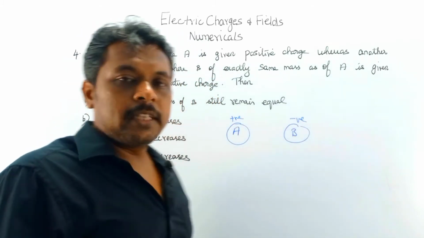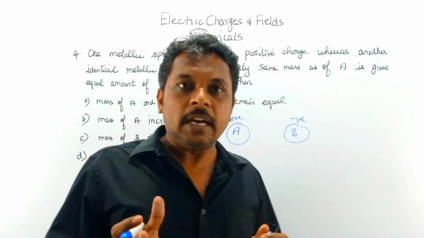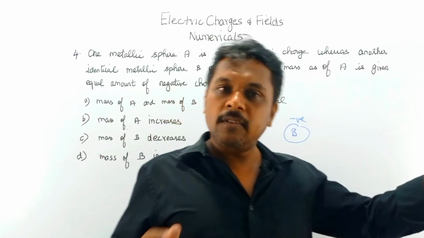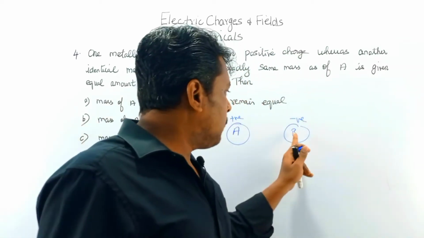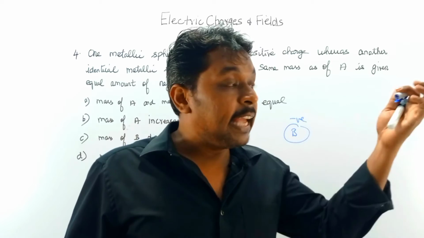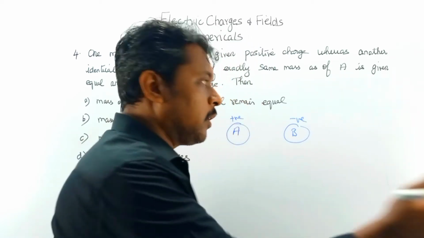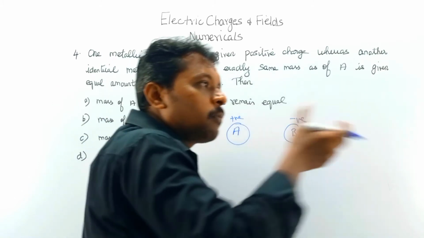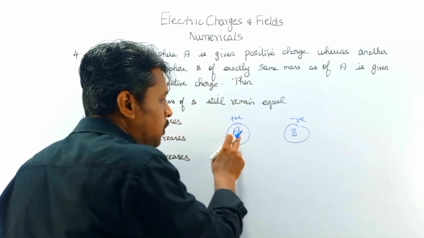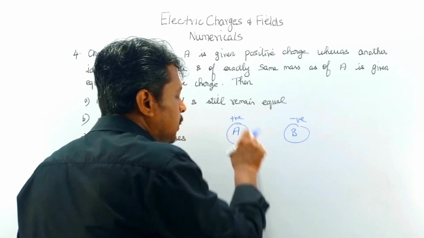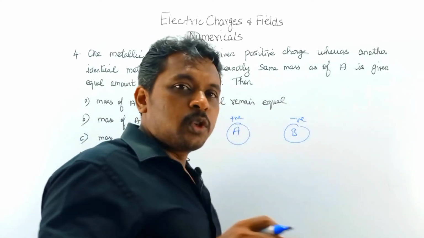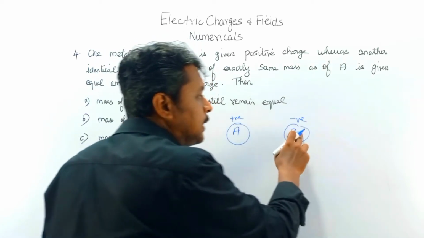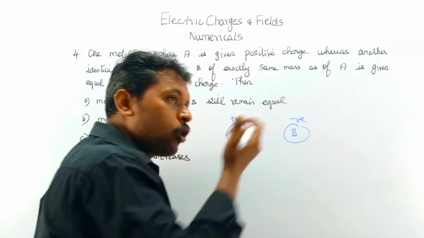A body becomes positively charged means it loses electrons. When a body becomes negatively charged, it gains electrons. So when it loses electrons, there is some loss of mass of electrons. So the mass of the positively charged body will get reduced when compared to the negatively charged body, because B, being negatively charged, gains the mass of electrons.